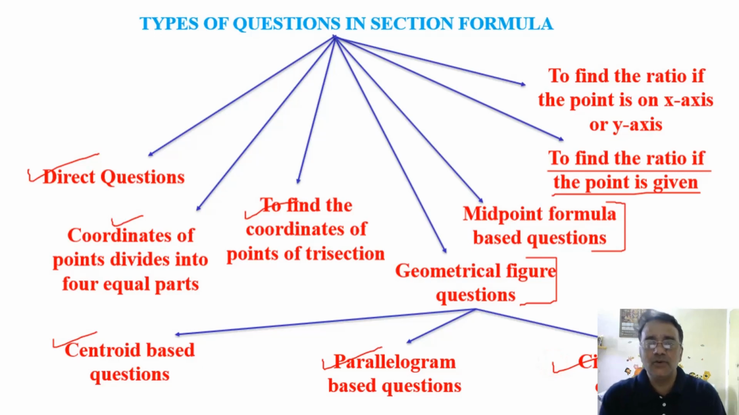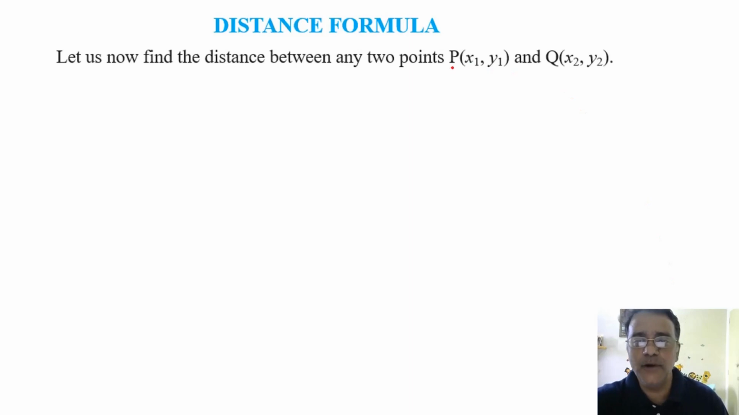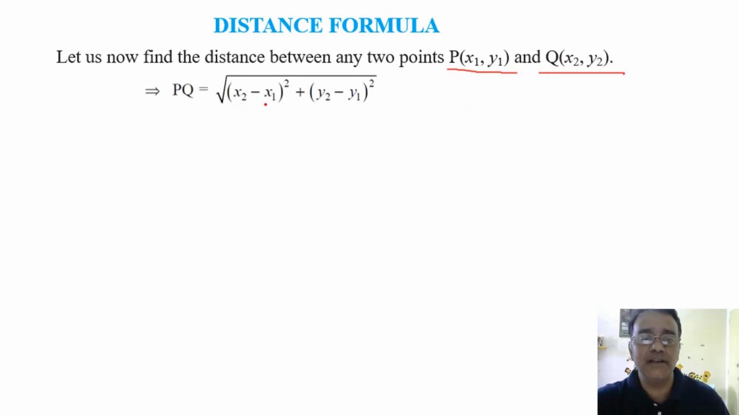Okay, so we'll start with the recapitulation of all the formulas. Only two formulas are there. One is distance formula. So if 2 points are given P and Q, the distance between these 2 points is given by the formula PQ is equal to root over (x2 minus x1) whole square plus (y2 minus y1) whole square. Okay, this is the distance formula.